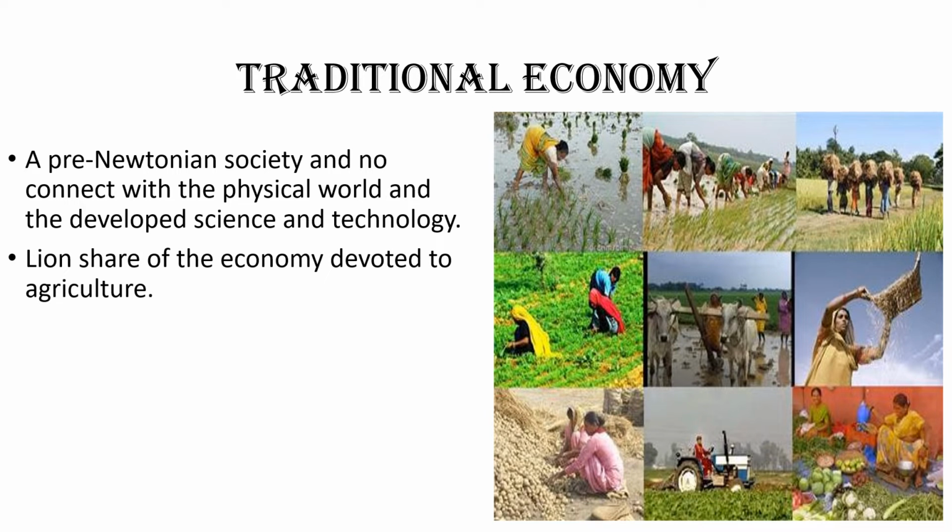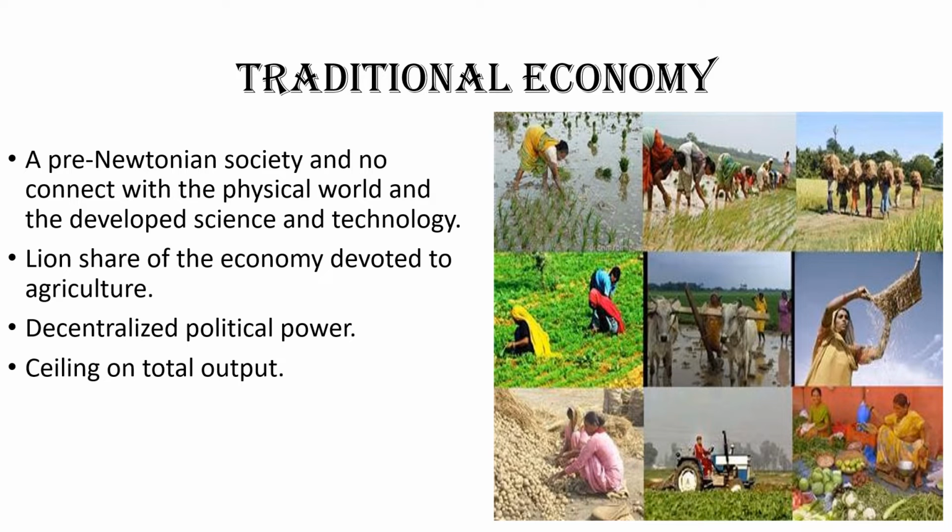The lion's share of the resources is devoted to agriculture, where production is done on a subsistence basis. Decentralized political activities, where power is centered based on religion, region, institutions, etc. There exists a ceiling on the level of per capita output that can be attained by a traditional society. There exists a hierarchical social structure where family and clan connections play a dominant role in social organizations.